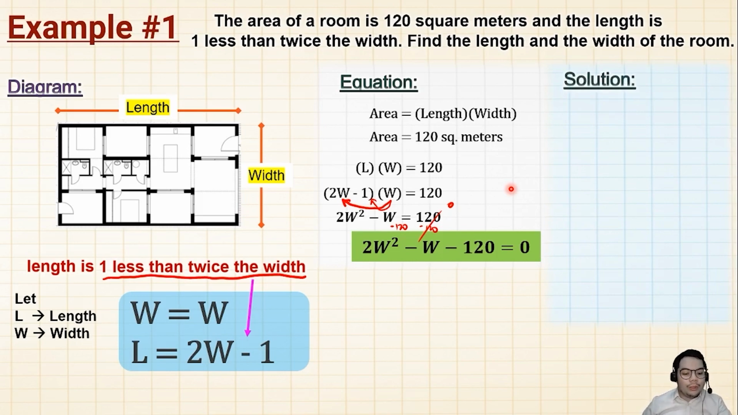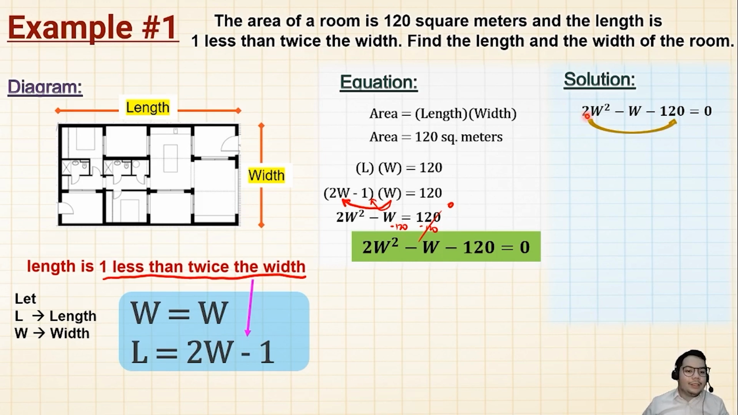Okay, so since we already have the quadratic equation, we can now have our solution. So our solution will include our quadratic equation as well: 2W squared minus W minus 120 is equal to 0. So dyan tayo mag-start kasi yung solution natin will just be solving this quadratic equation. Siyempre, kung titignan nyo dyan, yung variable natin is yung width. So after we're done with this solution, makukuha natin yung values ng width natin.